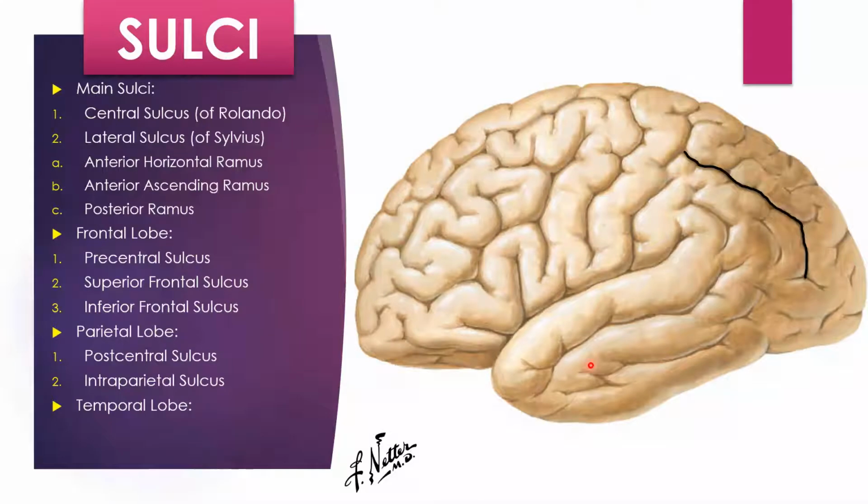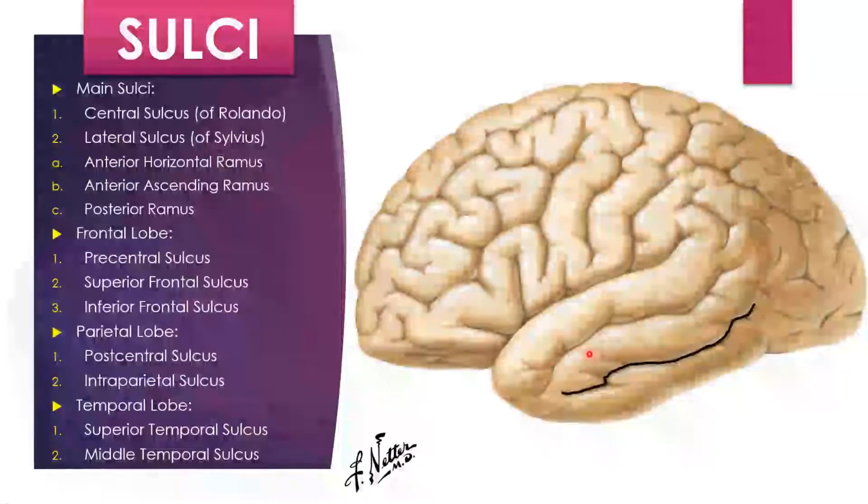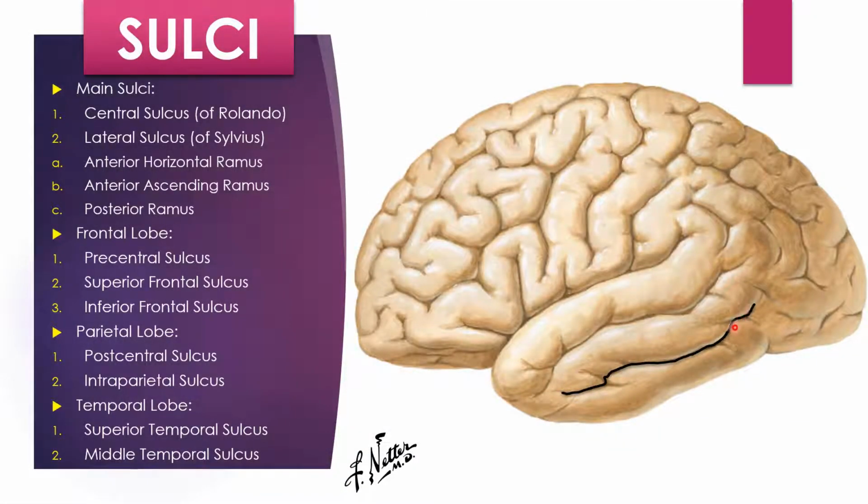Now for the temporal lobe, there is first the superior temporal sulcus, which is parallel to the lateral sulcus. This is the lateral sulcus, parallel to it is the superior temporal sulcus, and inferior to it there is the middle temporal sulcus. It is also called the inferior temporal sulcus according to some books, but Snell's neuroanatomy considers it the middle temporal sulcus.